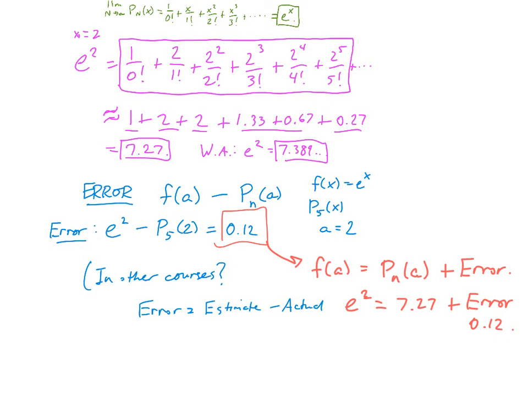The reason we define error that way instead of the other way around is so that we can talk about this error term here. That error term will be positive if the actual value is higher than you estimated, and it'll be negative if the actual value is lower than you estimated. So that's the definition of error.